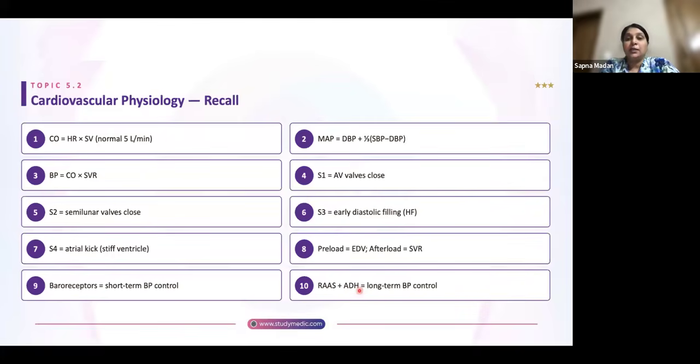S3 is produced in the early diastolic filling stage. Pathologically, it represents heart failure. S4 is the atrial kick. It happens when the ventricles are stiff. Preload is the end diastolic volume. Afterload is dependent on the systemic vascular resistance. So if there is aortic stenosis or hypertension, then the afterload will be high. Baroreceptors are for short-term BP control, and the RAS and ADH are for long-term BP control.